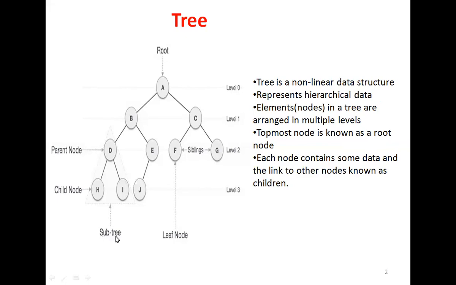And there is a subtree. You can see these subtrees can be formed or generated from a node. So if you cut from here, it is a subtree. You can see this is a subtree. That means this is a subset of this big tree. This is a subtree. Similarly, this can also be a subtree. So this is your tree data structure.